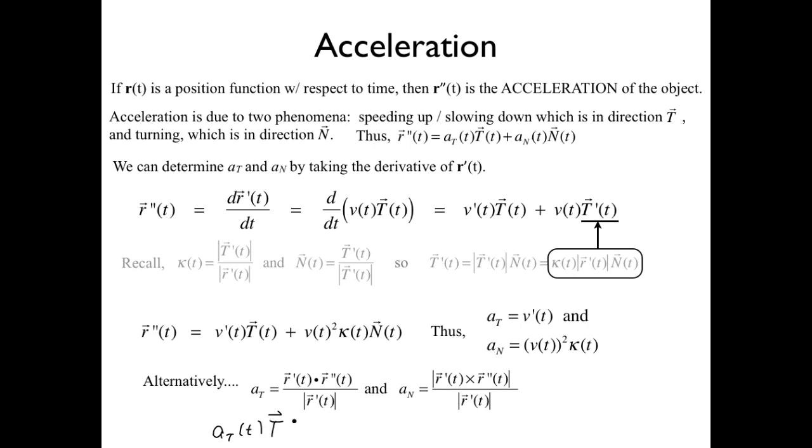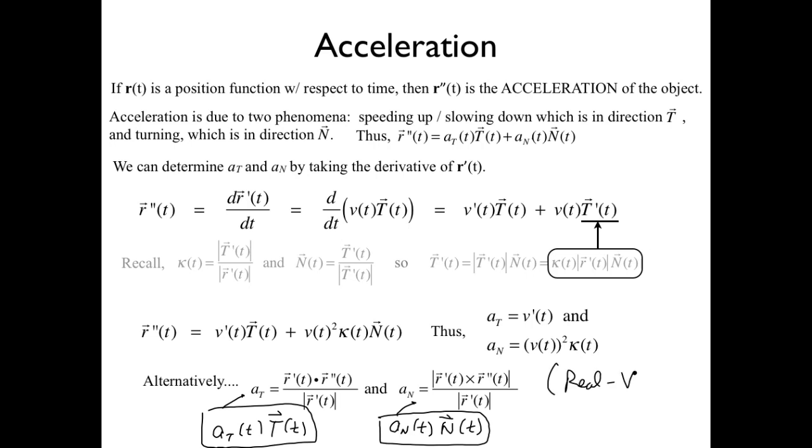All right, so these are real valued functions, but say a sub T times T, that's the vector valued function for acceleration in the direction of motion. And then a sub N times N would be the vector valued version of that. So these components of acceleration, you can talk about them as scalar functions, or you can have them as vector functions just by multiplying by T or N, whatever applies. So those are the real valued versions, and then these are the vector valued versions.